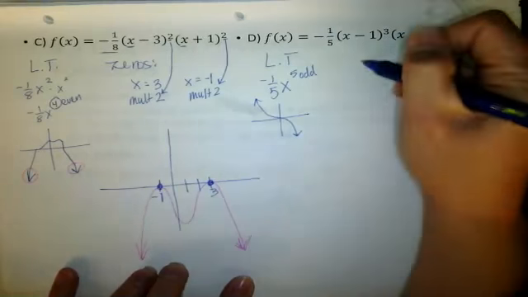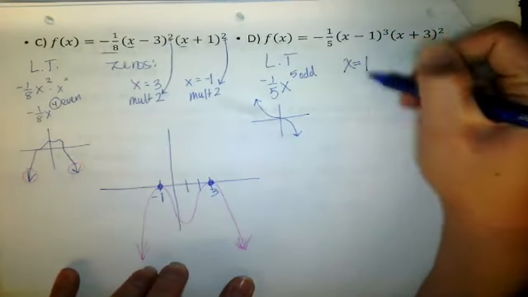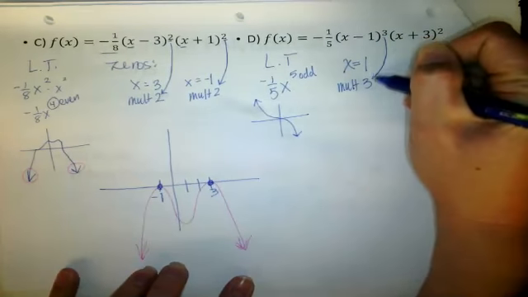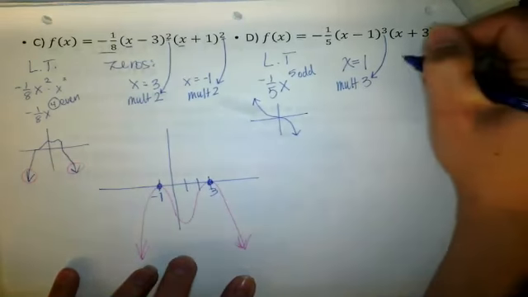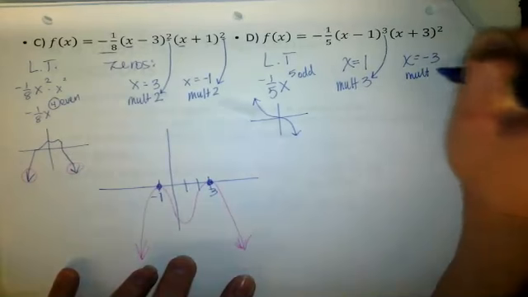All right, so we have zeros of x equals 1. What's this multiplicity? Multiplicity 3, because again, it's being repeated 3 times. And then x equals negative 3 with a multiplicity 2. Okay.